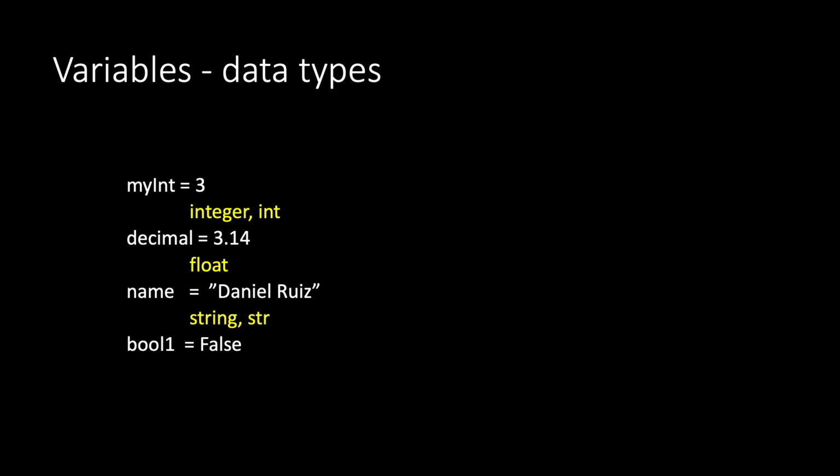Now we can also have booleans in Python. We have boolean values that are either False or boolean values that are True. Make sure that you capitalize False and True to make it a boolean. All right, so now let's take some programming examples and how we can use variables.